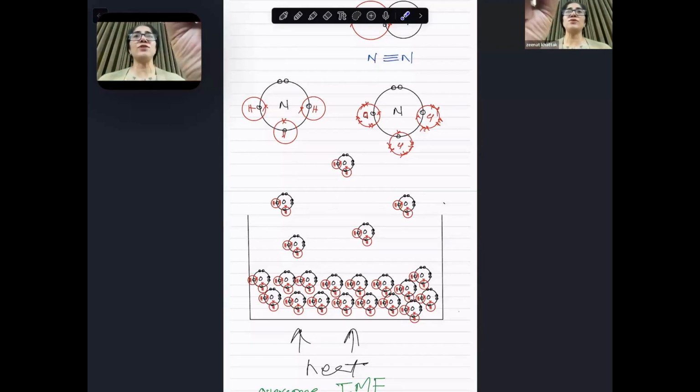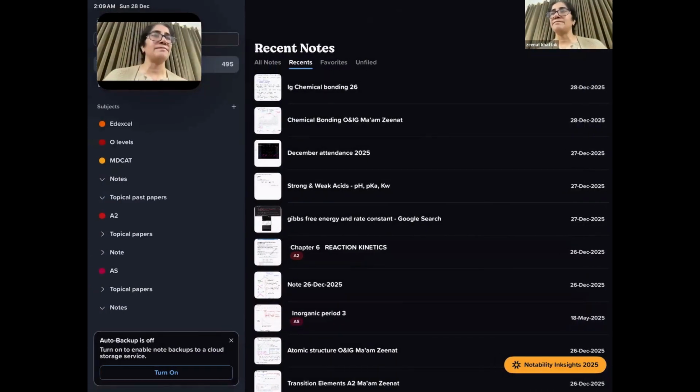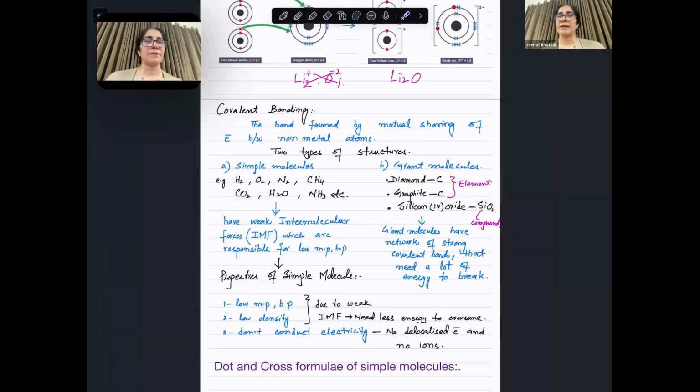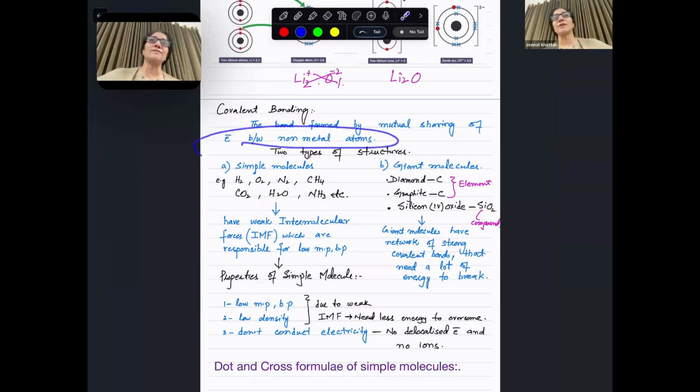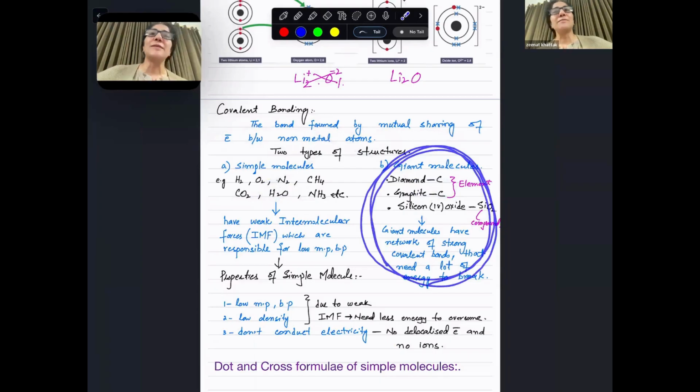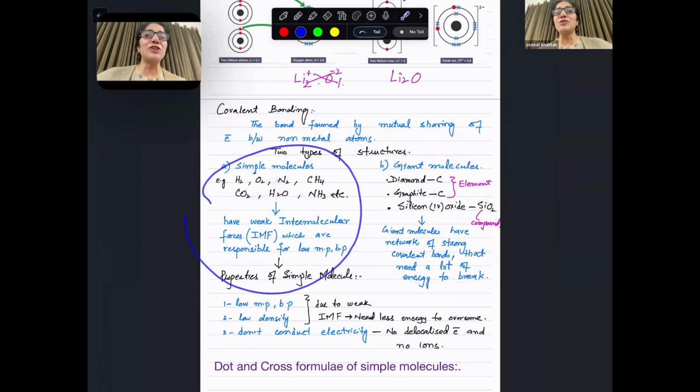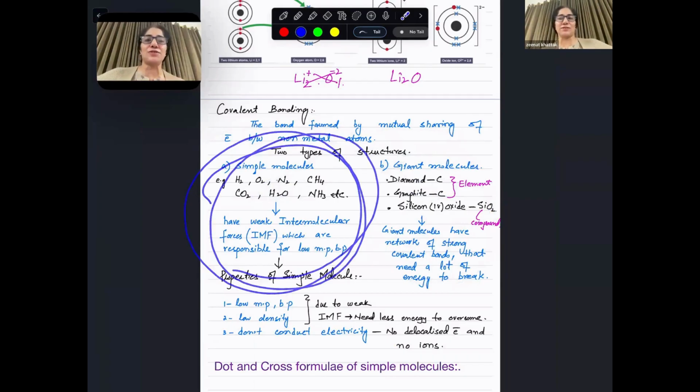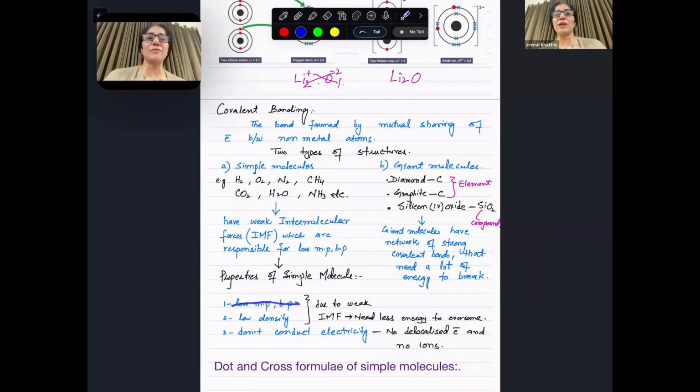Now, if I go to the notes, see, the covalent bond is the bond formed by the mutual sharing of electrons between non-metal atoms. They could be simple molecules or giant molecules. In giant molecules, there is a network of covalent bonds. They are big molecules and need a lot of energy to overcome. But in simple molecules, there are weak intermolecular forces. They have low melting and boiling points, low density, and they don't conduct electricity.